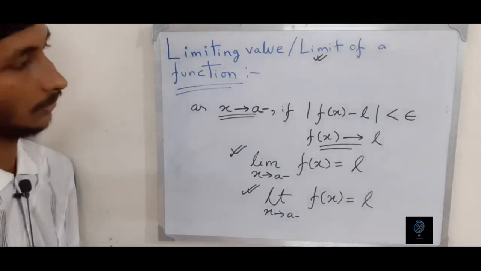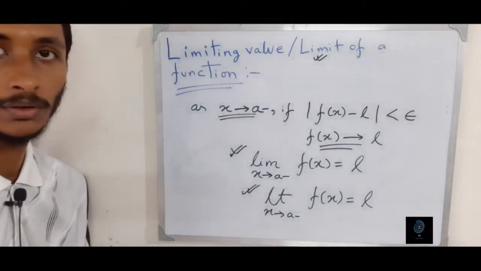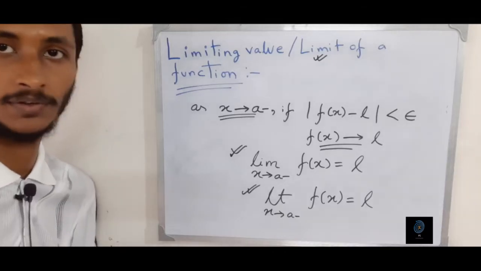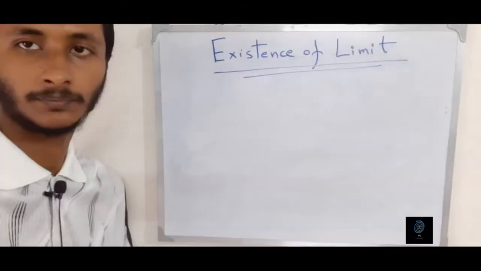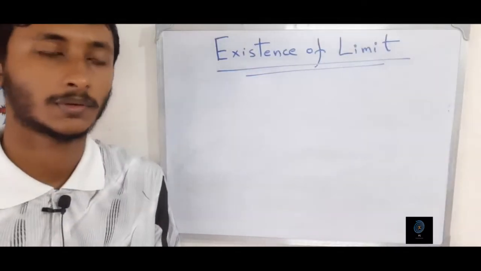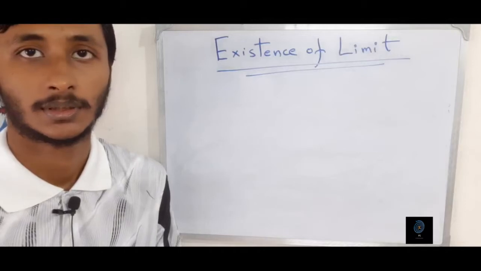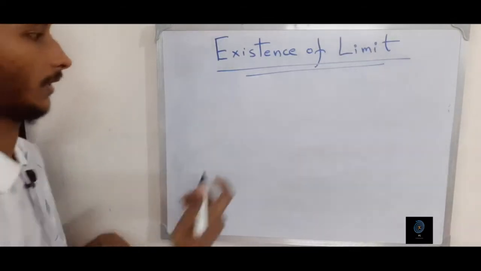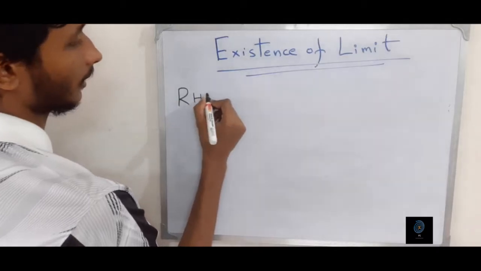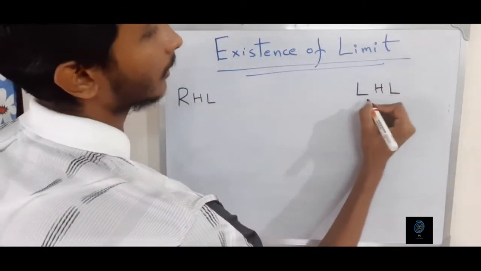Now we will learn what we mean by right hand limit, what we mean by left hand limit, and what we mean by existence of limits. So let us first define two things, that is, right hand limit, which is denoted by RHL, and left hand limit, which is denoted by LHL.